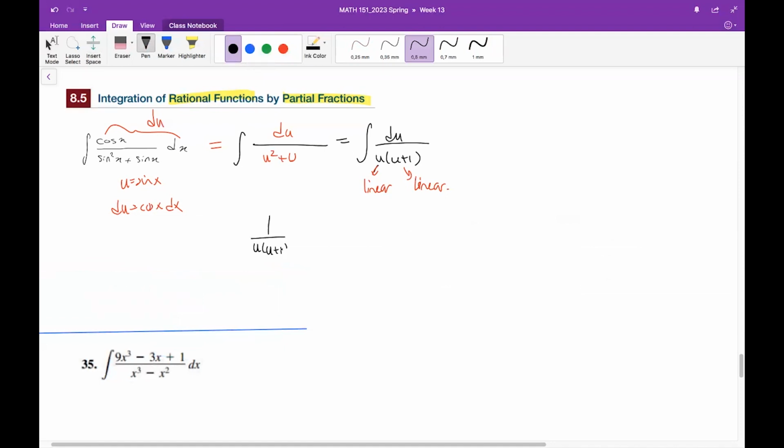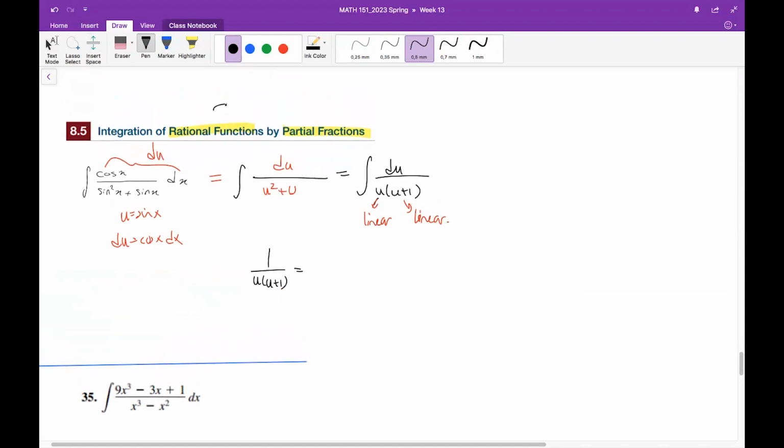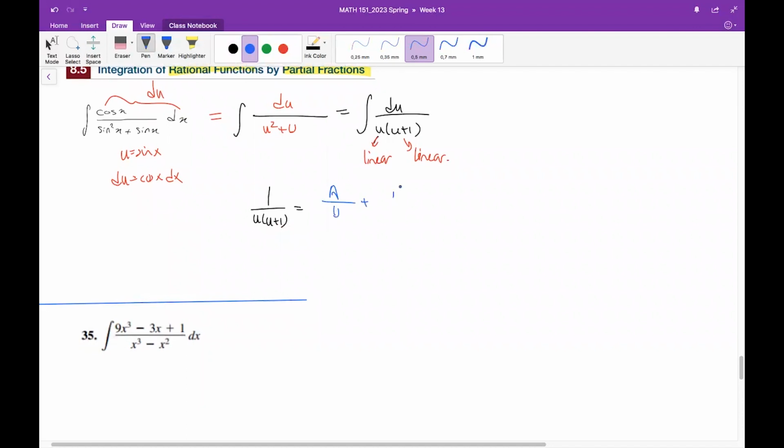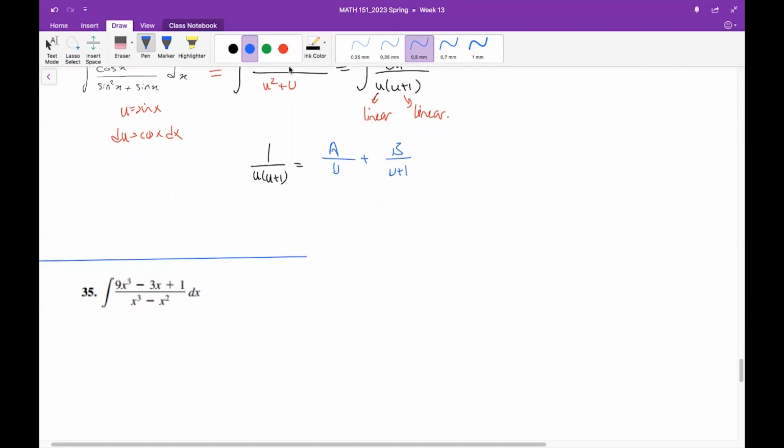What do I mean is, this is your rational function. By the way, rational function means a polynomial function divided by another polynomial, okay? So the denominator is a product of linear factors. If this is the case, you decompose it in this form: A over u, B over u plus 1. These are the partial fractions of this rational function. So you can rewrite this rational function in this form.